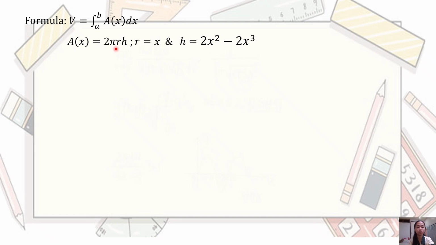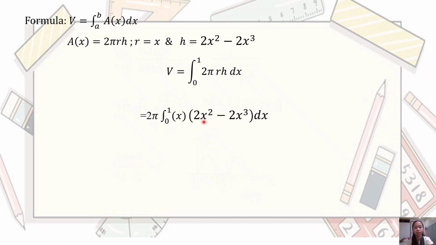This r is the radius, or the distance from the x-axis to the y-axis. And this h is the height of the shell, which is the function itself, which is 2x squared minus 2x cubed. Again, this r represents the radius of the shell, the distance from the y-axis, which is simply x. So now let's substitute the values of a and b, which is 0 for a and 1 for b.